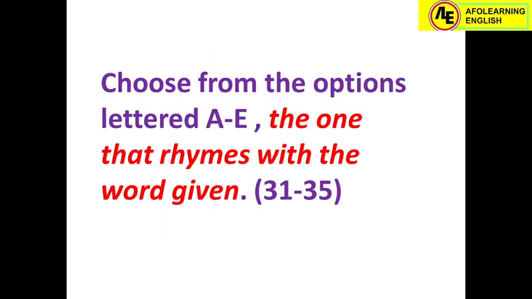Okay, so we've come to the end of the second section, which is on questions on consonant sounds. So we move on to the third section, where we are looking at questions on rhymes. I think this should be very simple for learners and students planning to write WAEC. It has just 5 questions, from number 31 to number 35, as you can see on the screen. Choose from the options lettered A to E the one that rhymes with the word given.